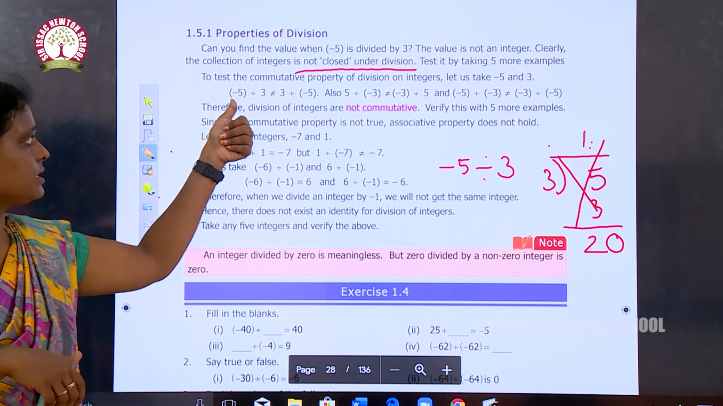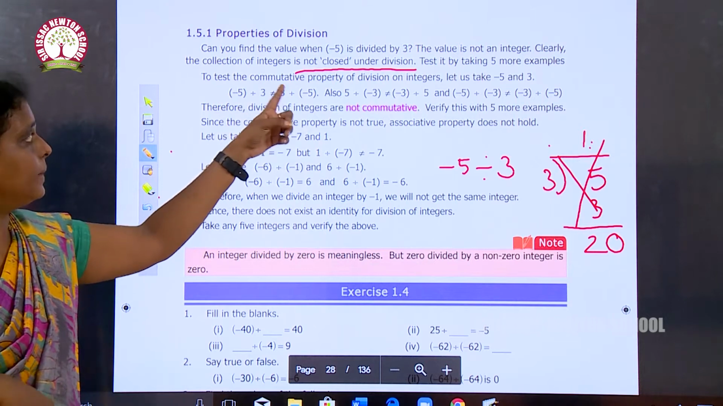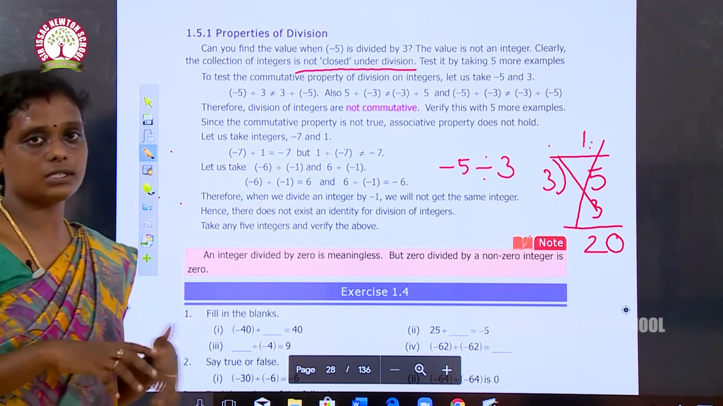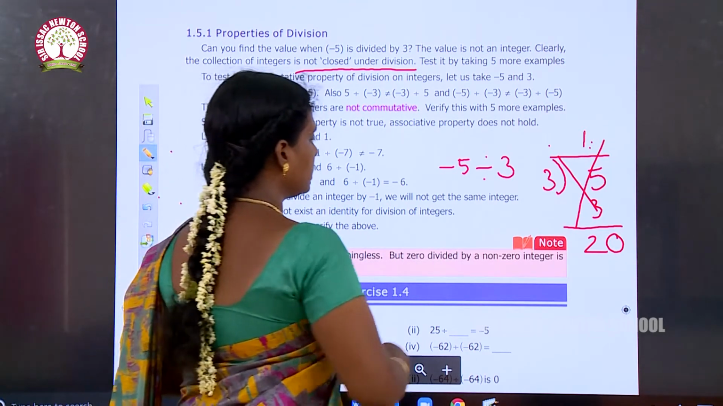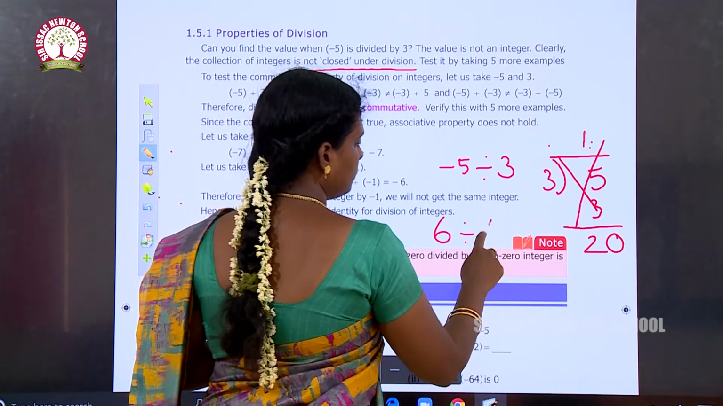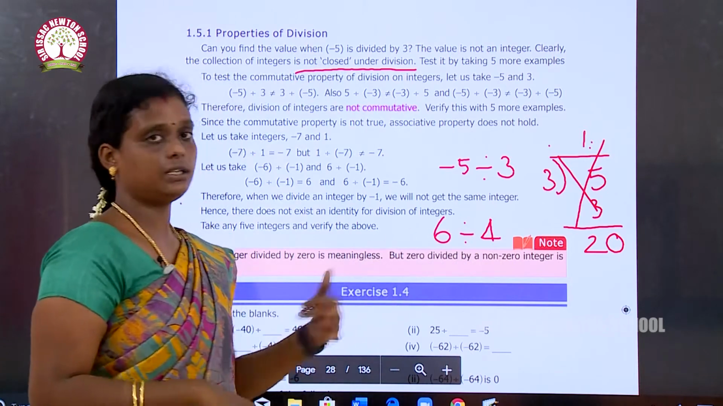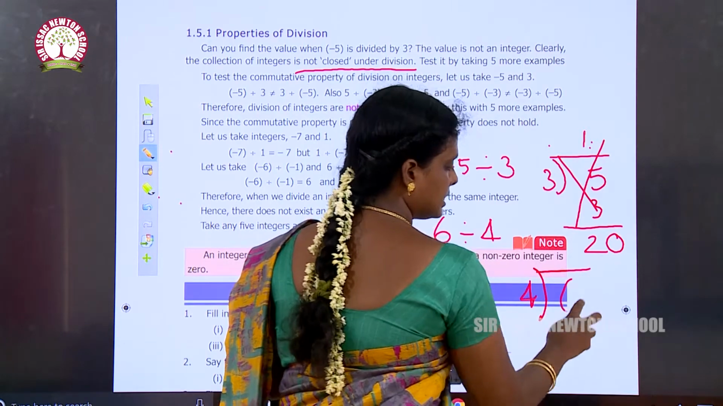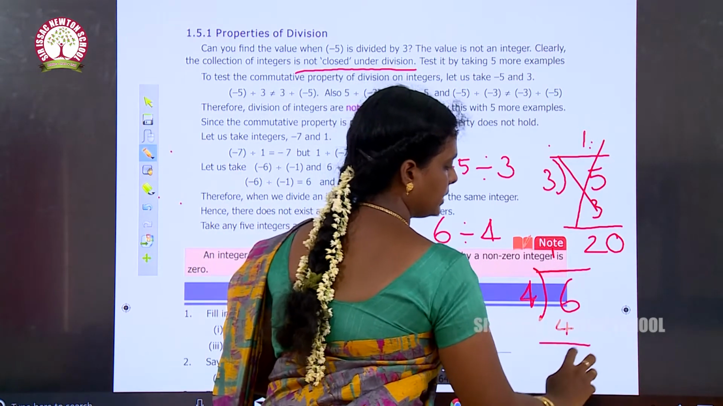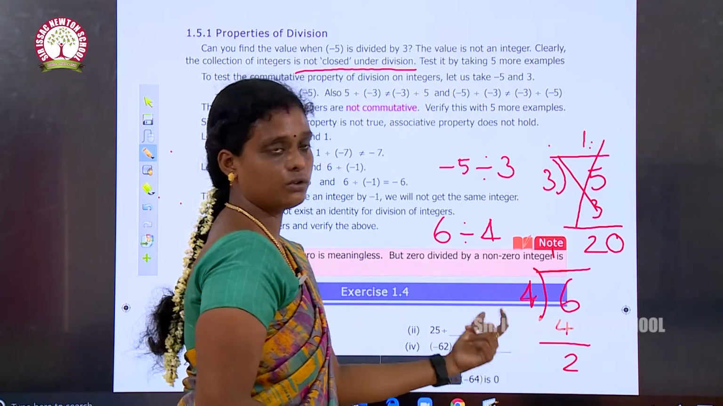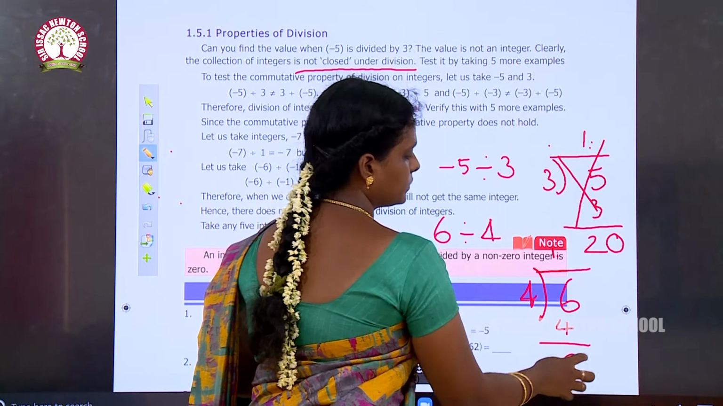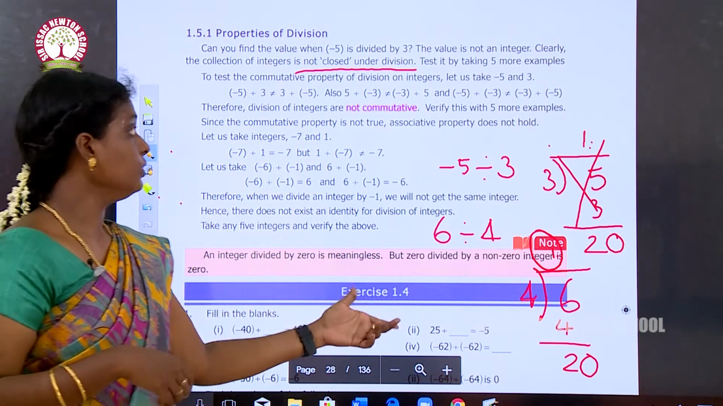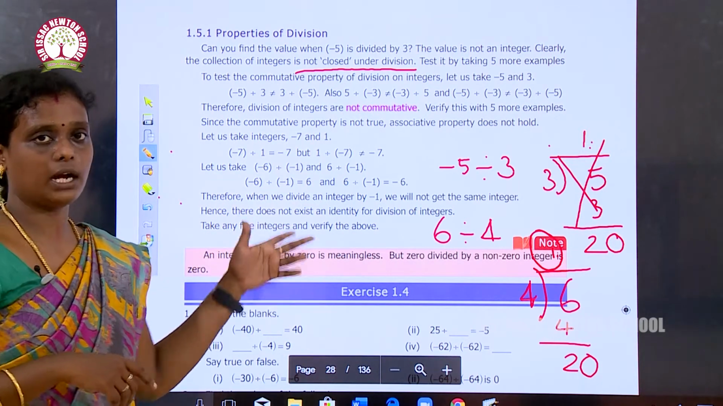Here, the first one is the same closure property, but the answer is not closed under division. All the answers will not be closed under division. Like this, we cannot divide 6 by 4. If I divide 6 by 4, 1 4 is 4, remainder 2. We cannot divide this 2 by 4, so we have to insert a decimal and add 0 to this number. A decimal number will not be an integer. So the closure property is not true under division.